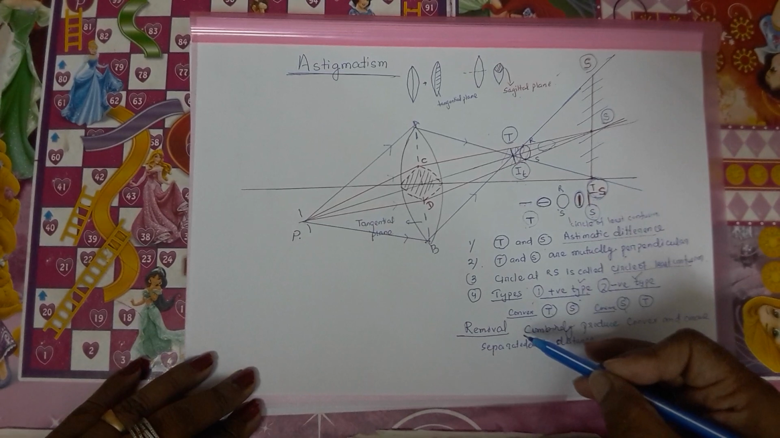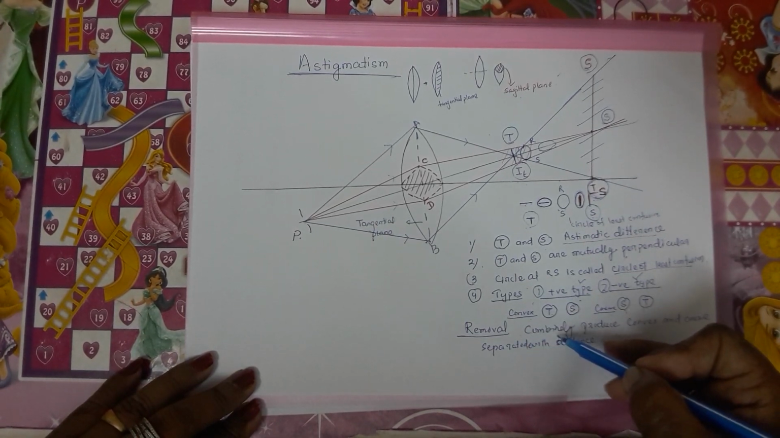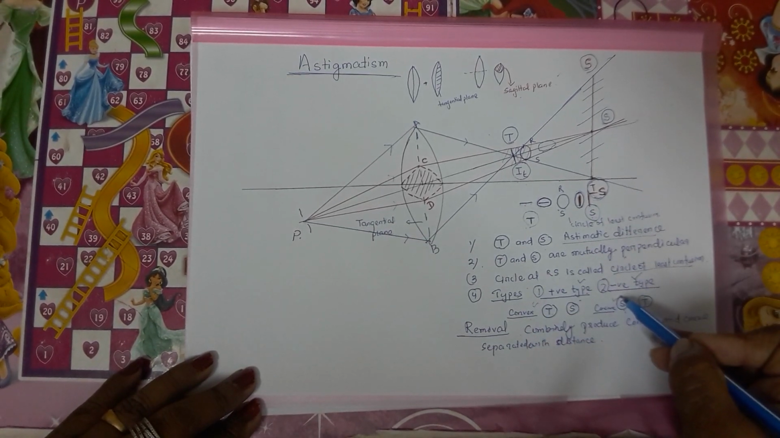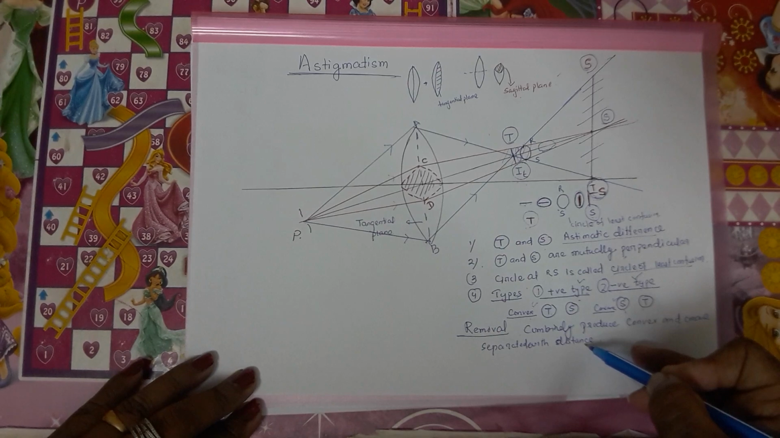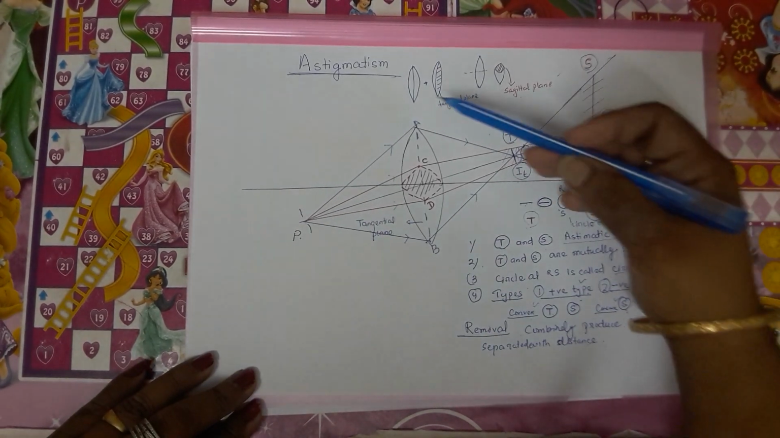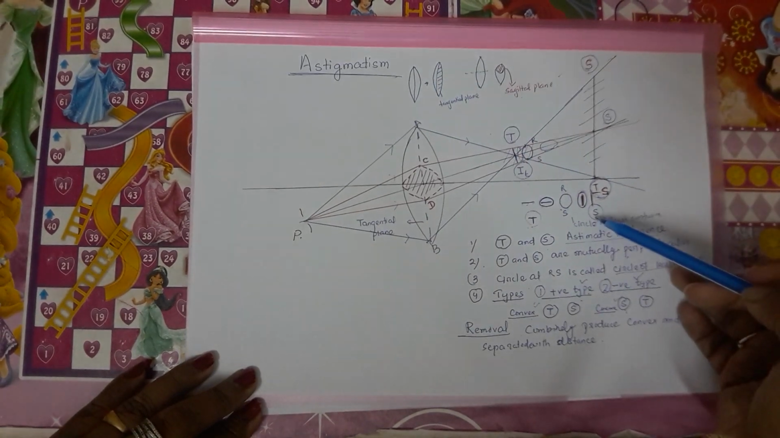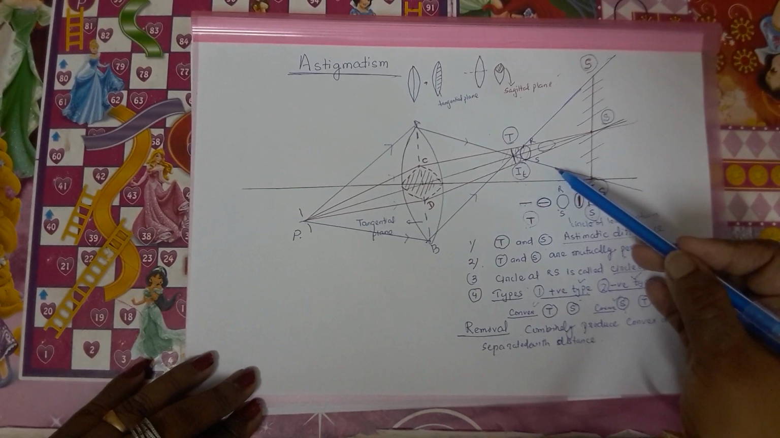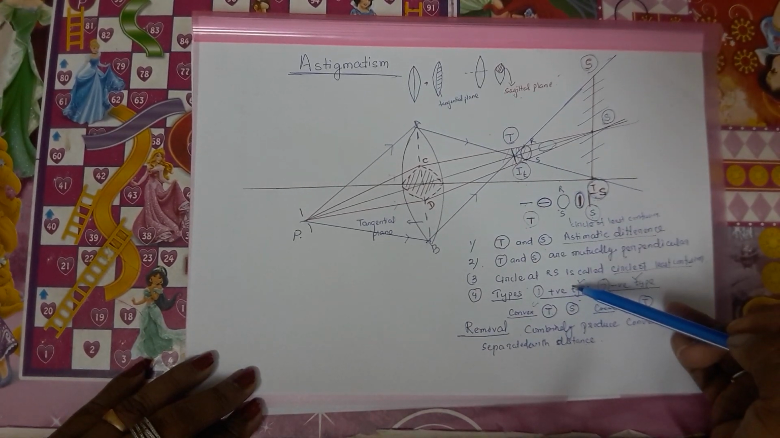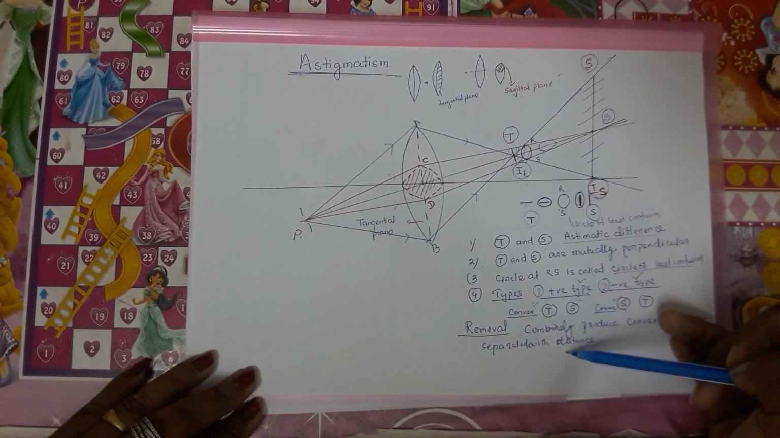How to remove astigmatism? If we combine a convex lens and a concave lens situated a little distance away from each other, we can remove the aberration astigmatism. The question will be: what is astigmatism? Define astigmatism. Discuss the astigmatism aberration by using ray diagrams, the types of astigmatism and its removal. Thank you.